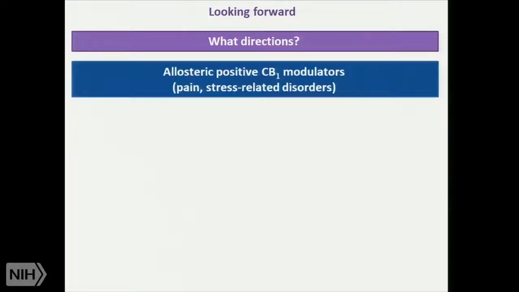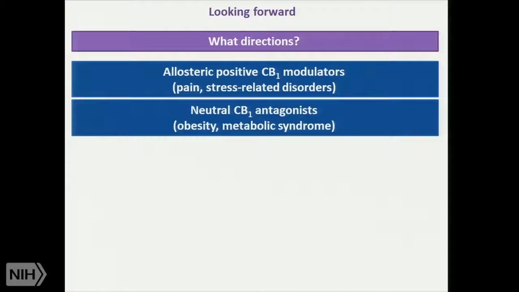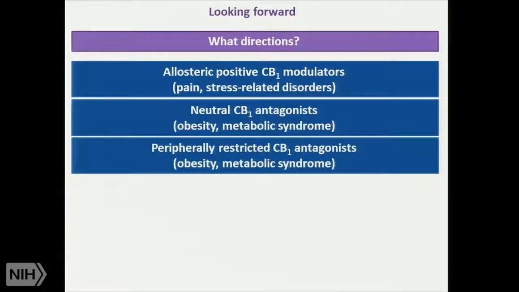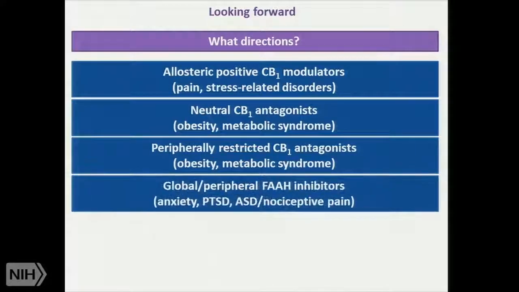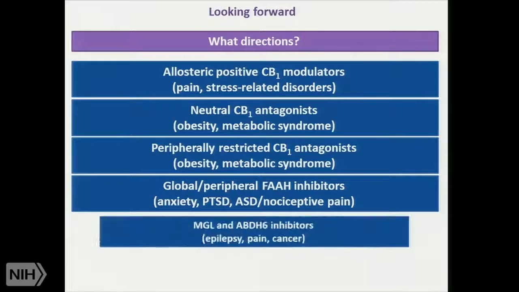So looking forward, what direction should we go to? Certainly, I believe allosteric positive CB1 modulators offer a promise. Neutral CB1 antagonists also offer promise. Likewise, peripherally restricted CB1 antagonists, particularly in obesity and metabolic syndrome, offer promise. And both global and peripheral Phi inhibitors offer promise. Global inhibitors for anxiety, post-traumatic stress disorder, autism spectrum disorder, and a peripheral Phi inhibitor for nociceptive pain, for reasons that I didn't have the time to go through today with you, but there are animal data supporting it.